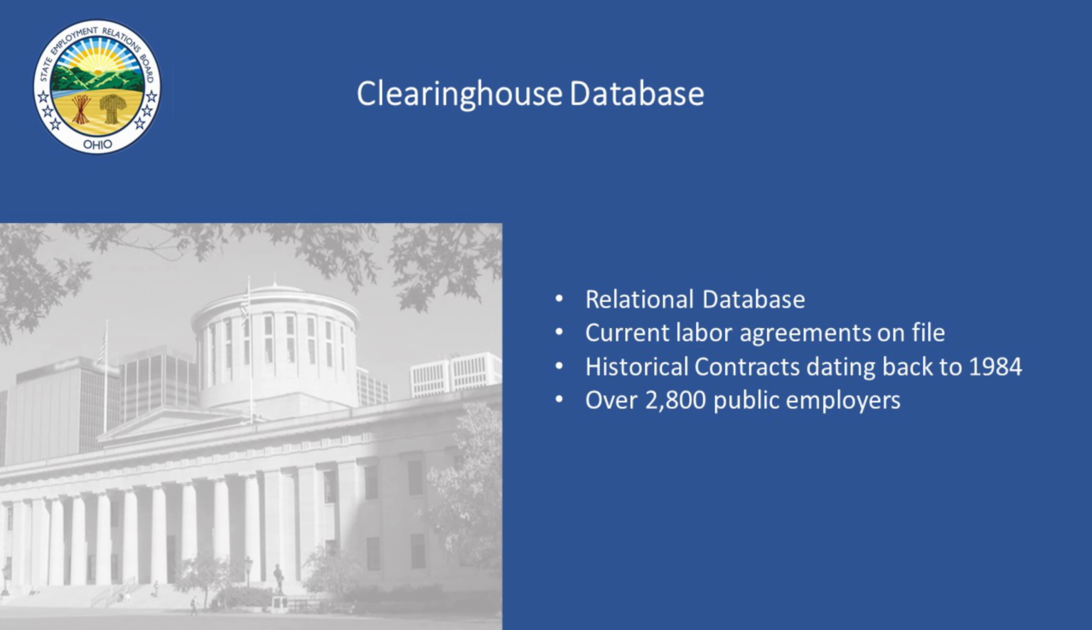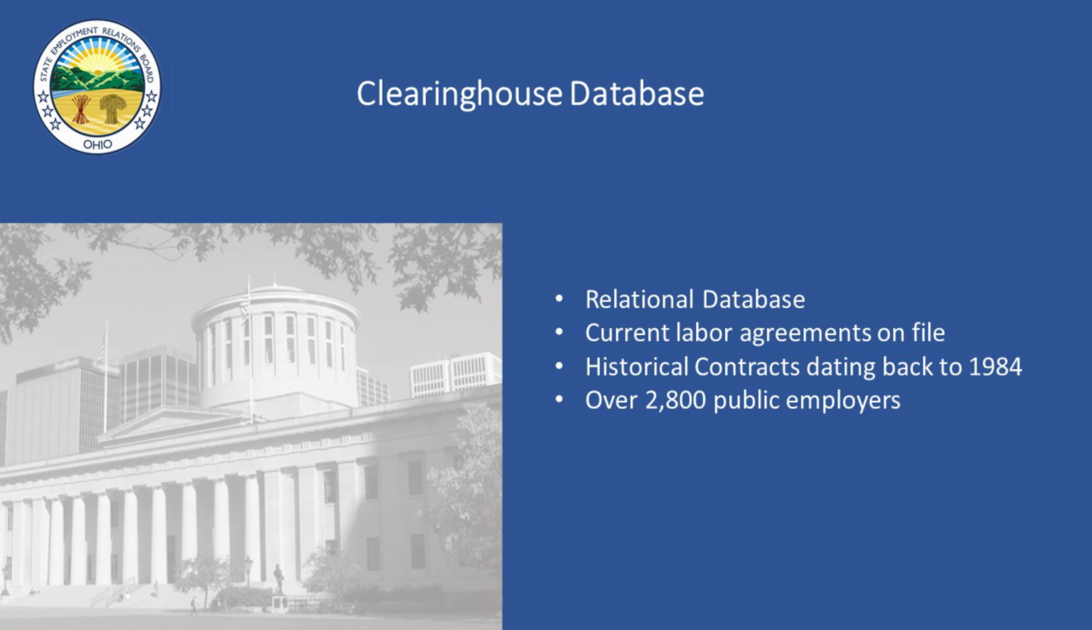Now that you know how to submit the form, let's discuss what information is contained within the Clearinghouse database. The Clearinghouse database is a relational database containing information on all public employers in the state of Ohio and their collective bargaining agreements. It contains data from more than 3,500 current labor agreements on file with SERB.